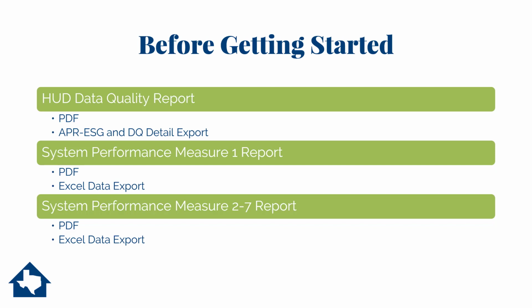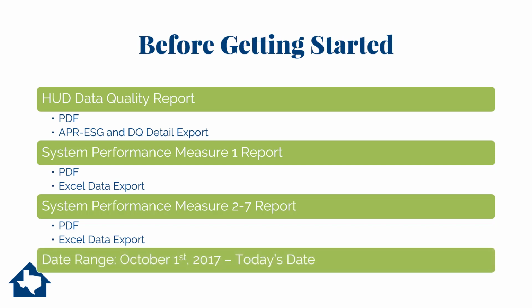You may also find it useful to run the System Performance Measure 1 report 2 to 4 times using the different report criteria settings. For dates, use October 1st, 2017 as the start date. Leave today's date as the end date. Note that as we progress through the years, the start date will change. Eventually, we'll be looking at October 1st, 2018, and then 2019, and then 2020, and so on.